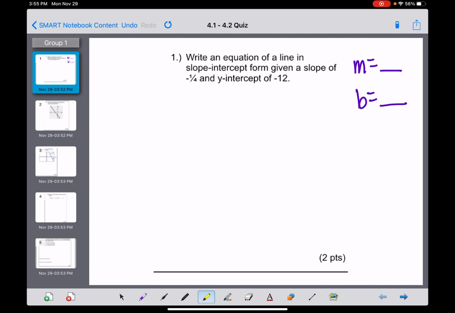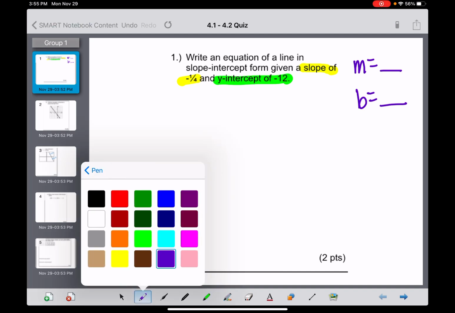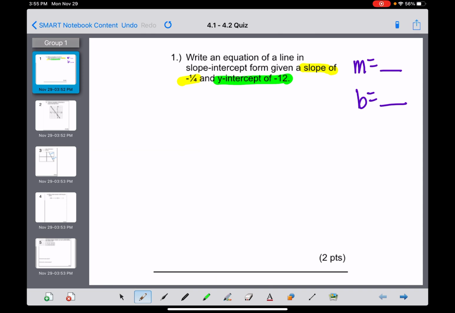This first question is nice because I give you all the information. I give you that the slope is negative 1/4. I give you that the y-intercept is negative 12. So there is no calculation whatsoever. Our slope is negative 1/4. Our y-intercept is negative 12. So our final answer needs to be written as an equation of the line. So y equals negative 1/4 x minus 12.